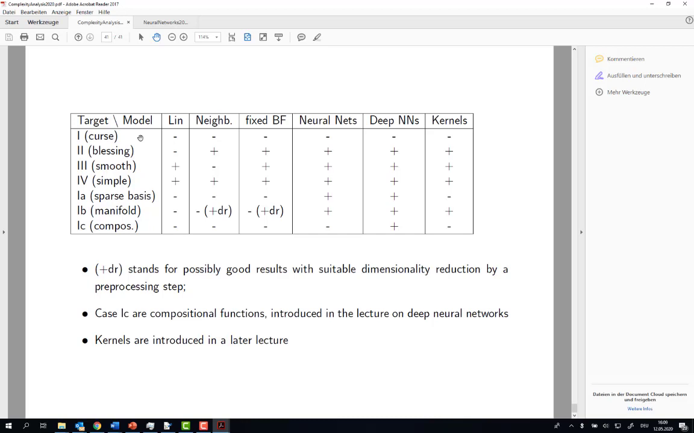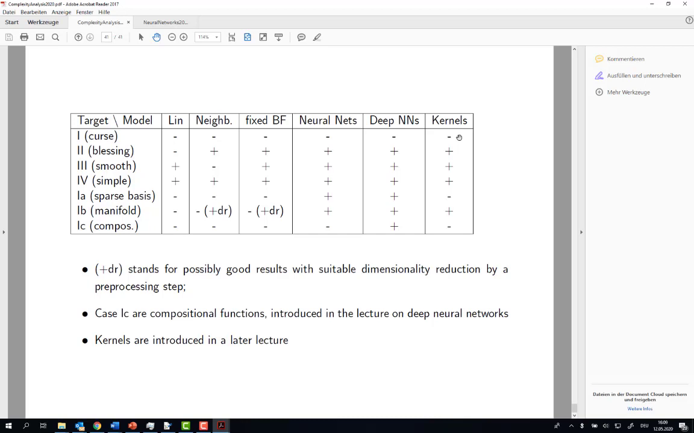So not much smoothness, but high dimensions, and in a way nobody can really do anything here. All the models fail, and this is what people thought would kill everything, not just neural networks, but don't try anything in high dimension, it will never work. You have the curse of dimensionality.